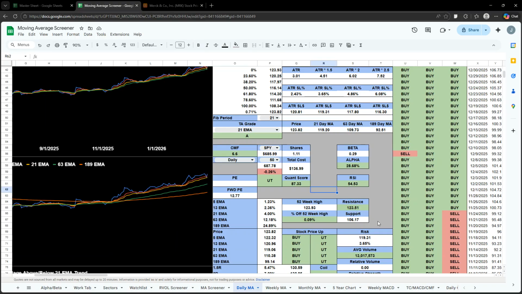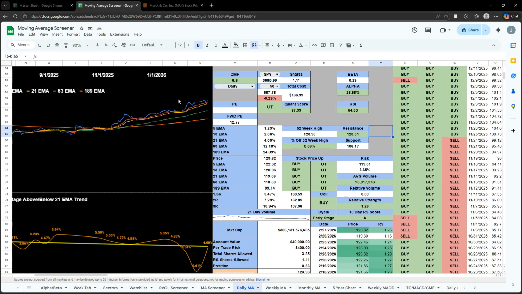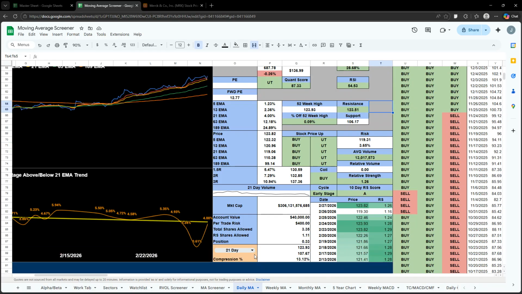Our price is 123.82. We are in a buy stage for the coil of this stock because it's tightening over a time period. Our 21-day compression is at 13.12%, our 13-day is at 5.07%, and our 5-day is at 1.02%. We're mainly between 1.2 and 1.4 here, with the exception of 1 day. So this gets a score of A here. Our relative strength is 1.26. We're in an early stage cycle.